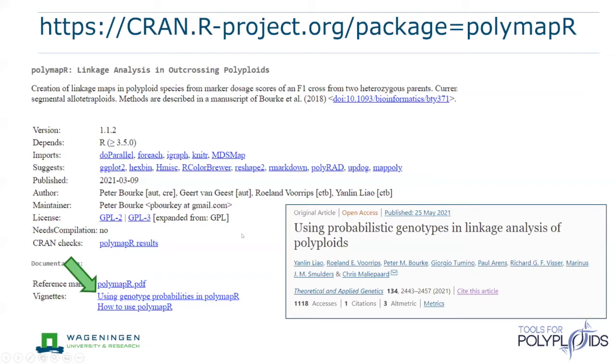And just to say that not only polymapR has been adapted, but also polyqtlR can use those probabilities as well as the genotypes. So it's not just that you create your map and then you have to go back to having discrete dosages in polyqtlR. polyqtlR is also adapted for these types of probabilistic genotypes. That's all I'm going to say about that. If you're interested, either read the paper or have a look at the vignette.